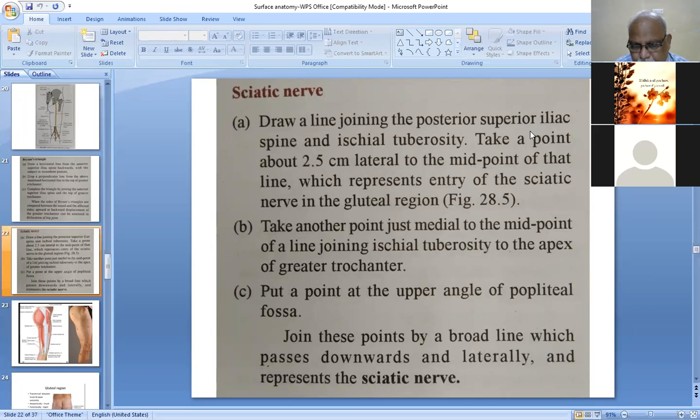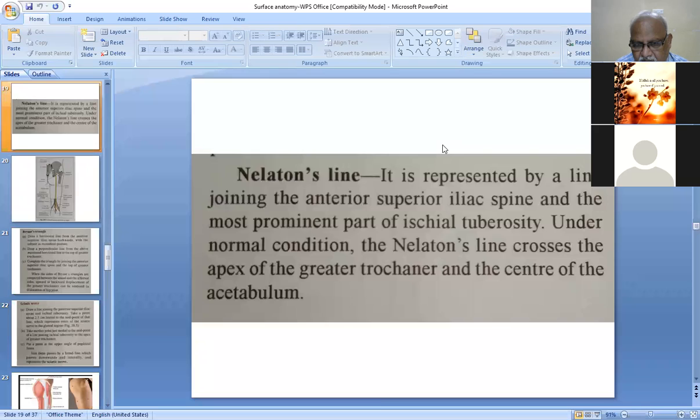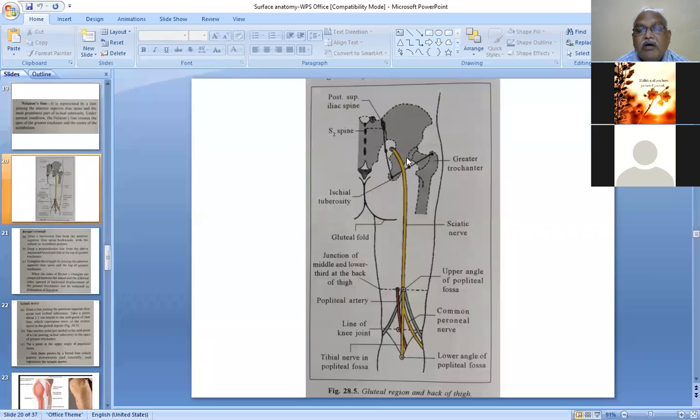Draw a line joining the posterior superior iliac spine and ischial tuberosity. Posterior superior iliac spine and ischial tuberosity. Draw a line joining the posterior superior iliac spine and ischial tuberosity.